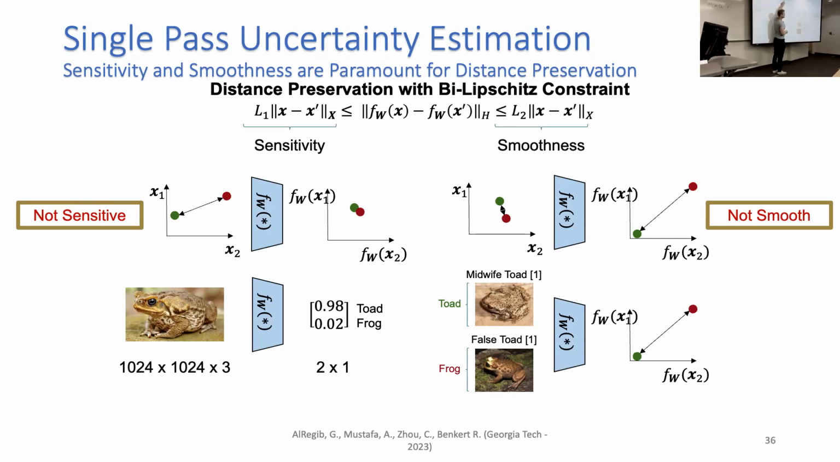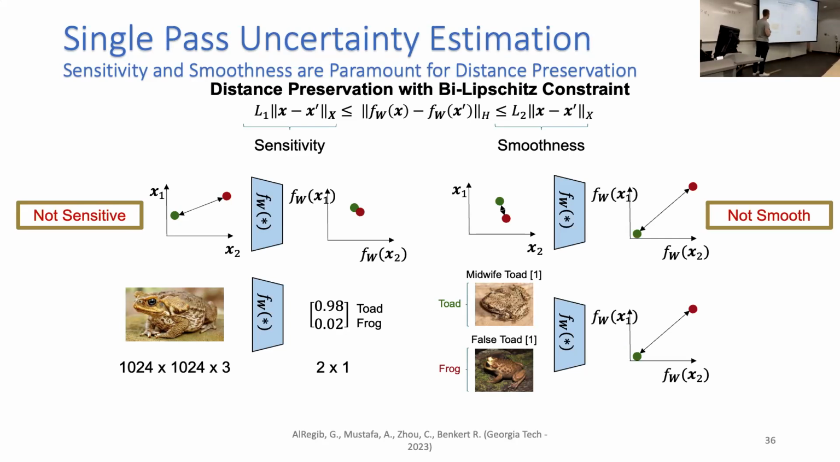So given the distance of 2 points in the input domain, we want the output of our neural network to be bigger than that. That makes us automatically sensitive, right? If the distance in the output domain is bigger than the distance in the input domain, it's going to be able to be differentiable.